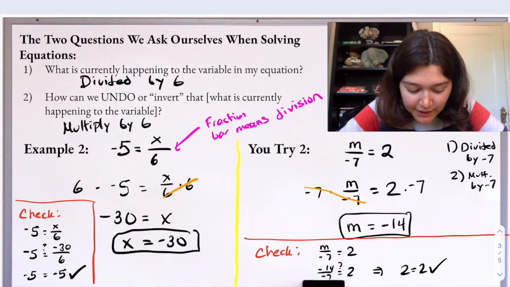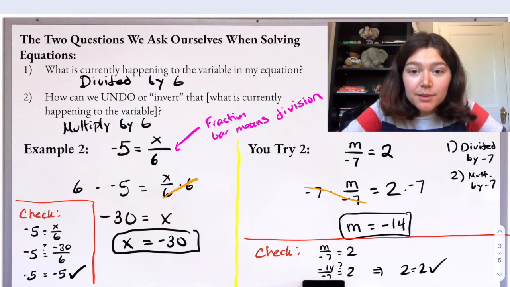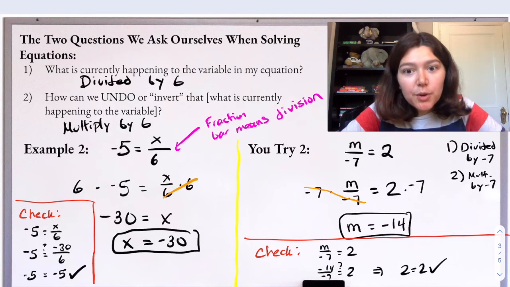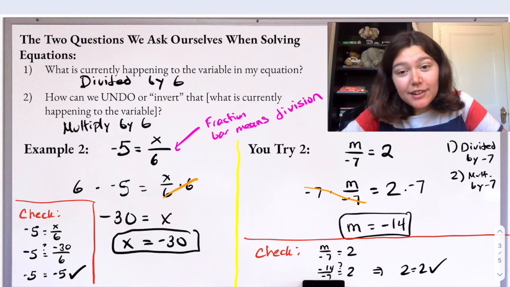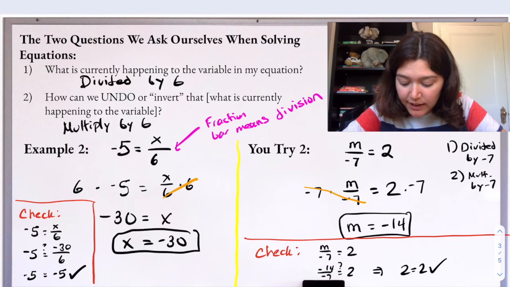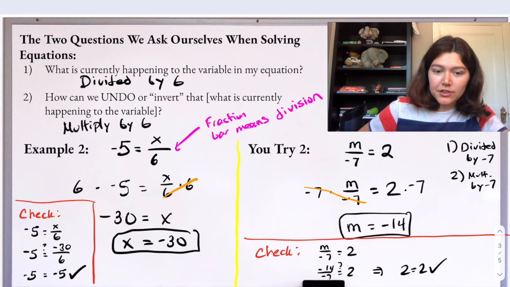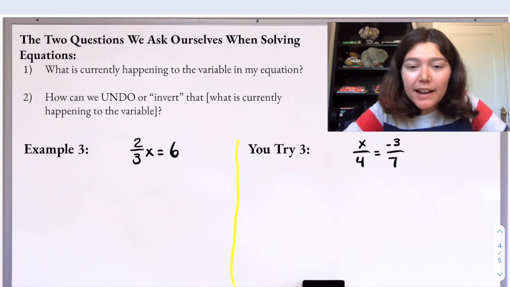For the work that I did, the answer to my first question is my variable is currently being divided by negative 7. So I need to undo that. And how do you undo dividing by negative 7? You multiply by negative 7. Okay, so I'm going to multiply both sides by negative 7. When I do that on the left-hand side, I just get m, and on the right-hand side, I get negative 14. All right, awesome.